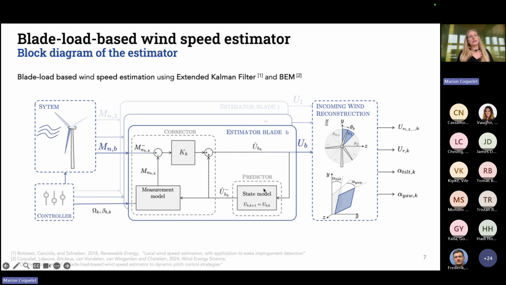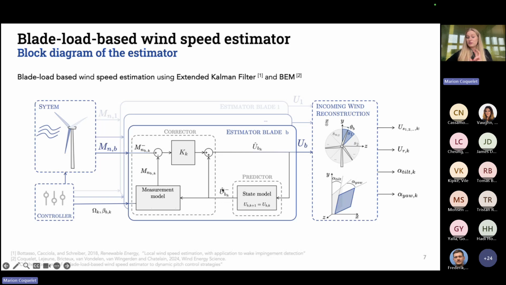In our case, we go very simple, and we learned from the work that was proposed by Bottasso. We say, okay, if I look at the wind speed impinging on one blade at one given instant, and I just move a little bit, my blade effective wind speed shouldn't change too much. So my propagation model is very simple. Wind speed now is wind speed before.